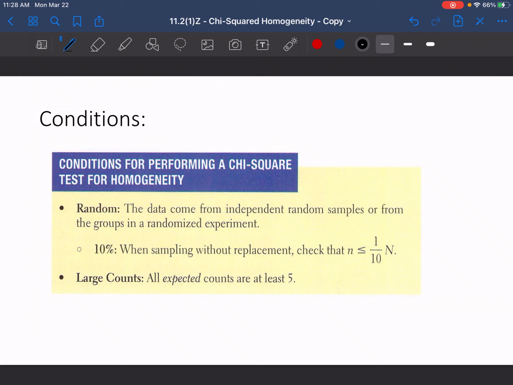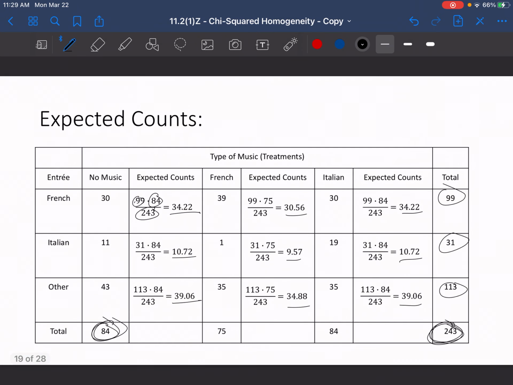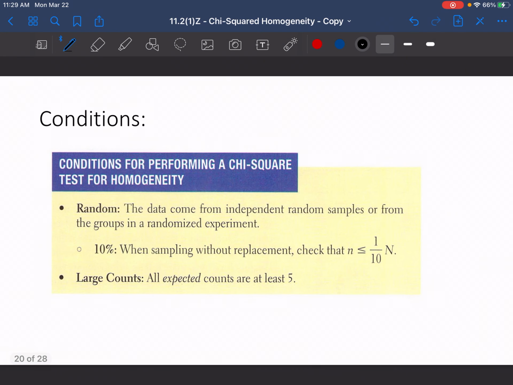Once we have stated our problem, we need to make sure that we check our conditions for the plan portion of the 4-step process. So we need to check to see if it's random. The data must come from independent random samples or from the groups in a randomized experiment. It must meet the 10% condition to be independent. So when sampling without replacement, we want to check that the total number in the sample is less than 10% of the total population. In this case, they told us in the problem that it was a random sample. We can probably say that the 243 total people that were tested in this are going to be less than 10% of the total number in the restaurant.